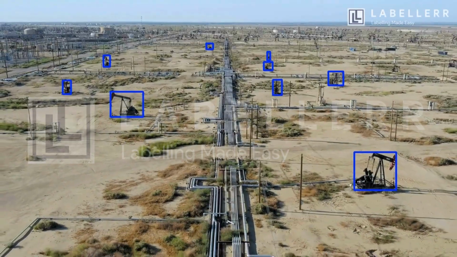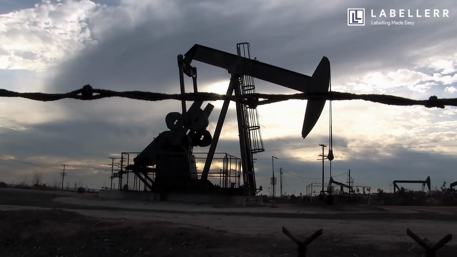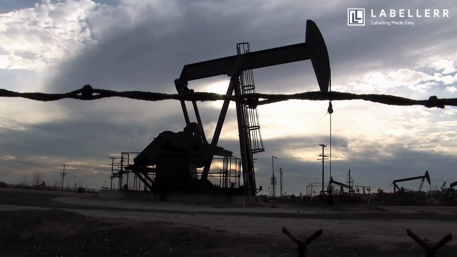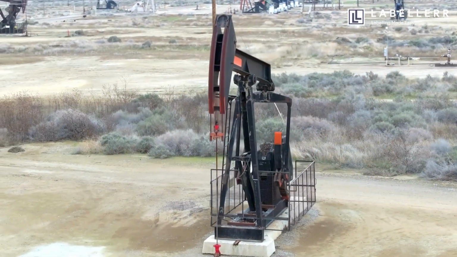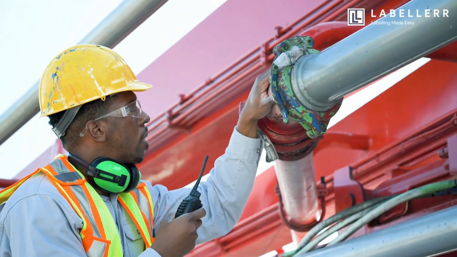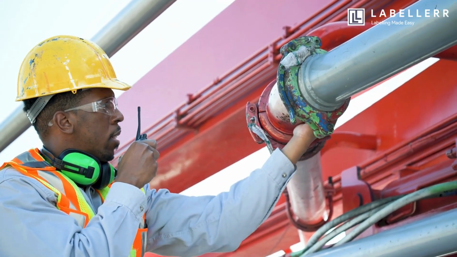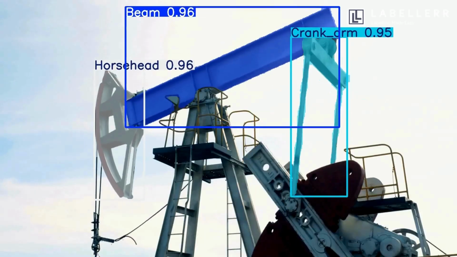Oil fields span thousands of acres. Pumps run 24/7. Failures in components like sucker rods, walking beams, and motor units can go unnoticed until production drops. Manual inspection is slow, expensive, and often risky in remote terrain. Computer vision changes this by turning ground and drone footage into automated monitoring.